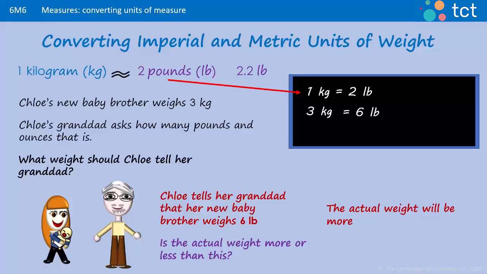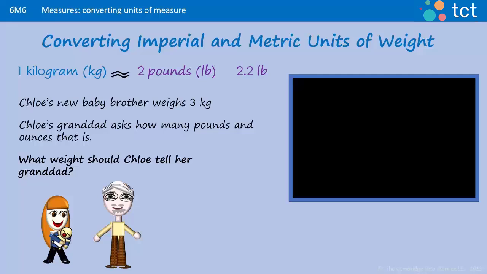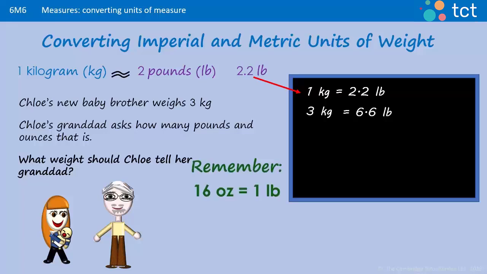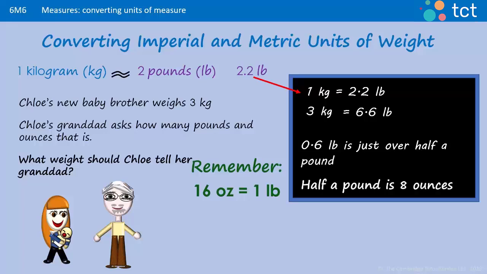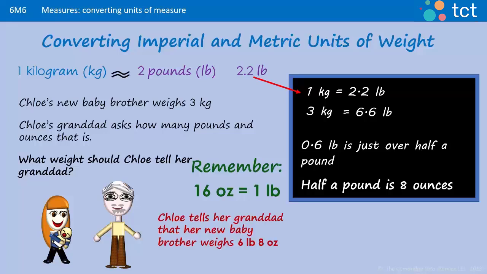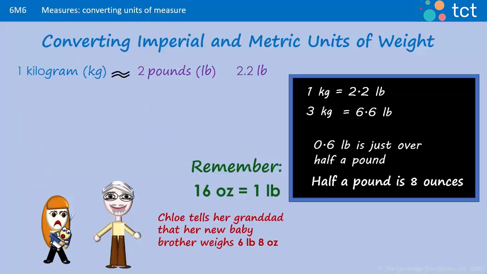If Chloe wants to be more precise, she could say 1 kilogram is 2.2 pounds, and because she knows how to multiply using decimals, she can work out that 3 kilograms must be 6.6 pounds. 0.6 pounds is just over half a pound, and half a pound is 8 ounces. Chloe tells her granddad that her new baby brother weighs 6 pounds 8 ounces.